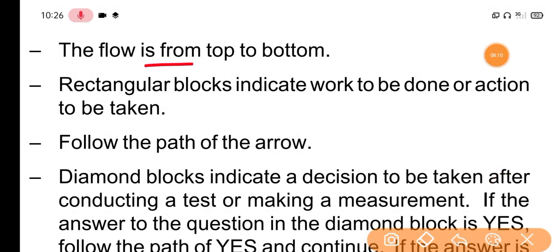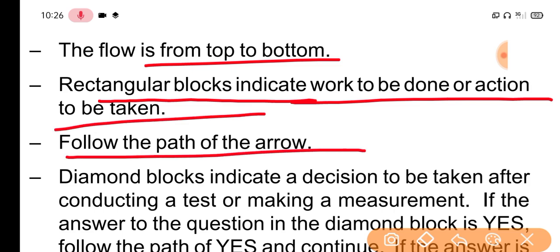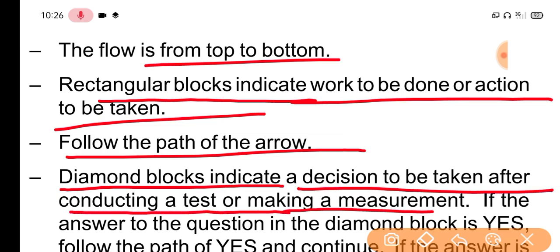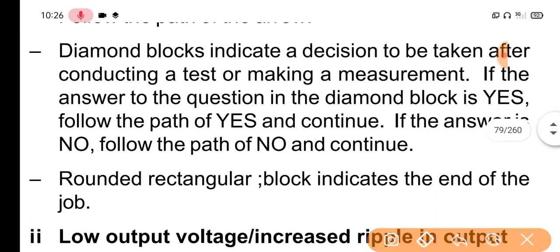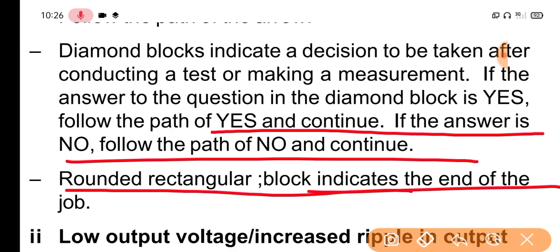In the flow chart, rectangular blocks indicate work to be done, action to be taken. Follow the path of the arrow. Diamond blocks indicate a decision to be taken after conducting a test or making a measurement. If the answer to the question in the diamond block is yes, follow the path of yes and continue. If the answer is no, follow the path of no and continue. Rounded rectangular blocks indicate the end of the job.